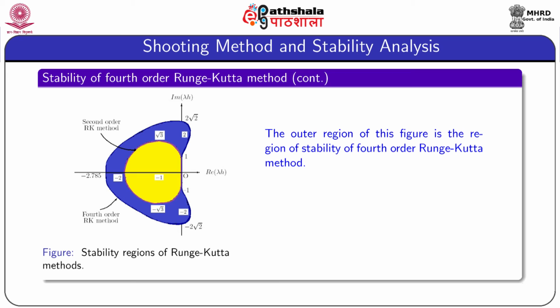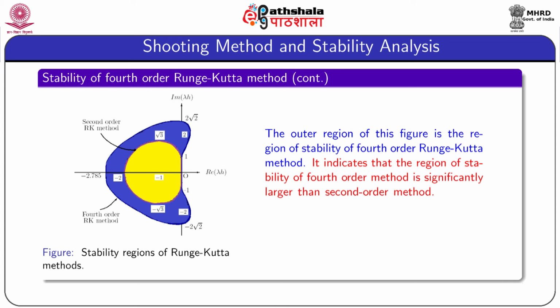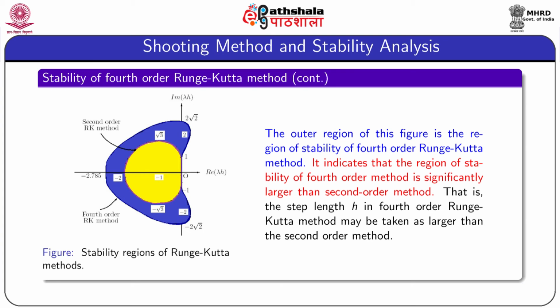So the outer region represents the stability region of the fourth order Runge-Kutta method. It indicates that the region of stability of the fourth order method is significantly larger than that of the second order Runge-Kutta method. That is, the step length h in the fourth order Runge-Kutta method may be taken larger than in the second order method. Note that the region is bounded along the imaginary axis by minus 2 root 2 to 2 root 2, and along the real line the bounds are minus 2.785 and 0. So the left hand region represents the stability region of the fourth order Runge-Kutta method. So we can conclude that the fourth order Runge-Kutta method is better than the second order Runge-Kutta method.